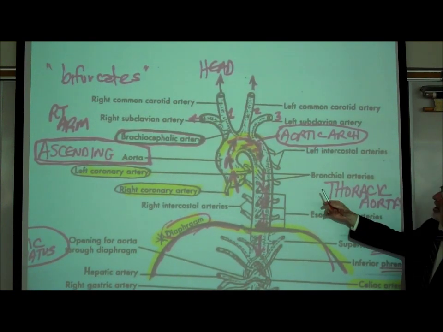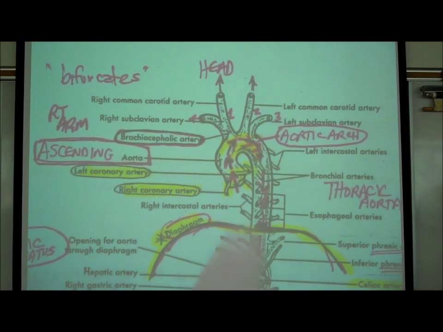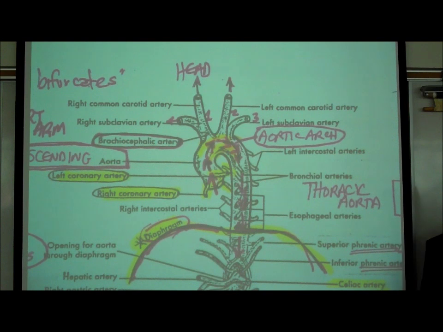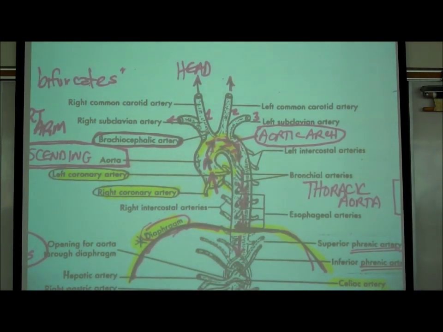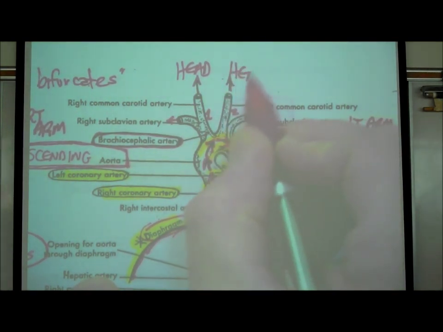Now, the second artery that branches off the aortic arch is called the left common carotid. So it carries oxygenated blood up to the left side of your head. And the third artery that branches off the aortic arch is the left subclavian, which is carrying oxygenated blood to the left arm. Right, so this is going to the left arm. This is going up to the head again.